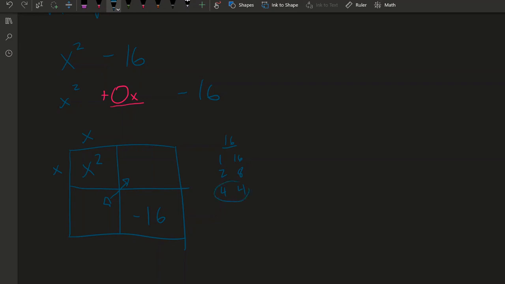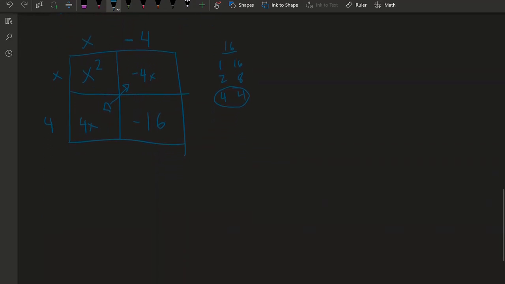There's the one that I want right there, because if I put a 4 here and a 4 here, that would multiply to positive 16. So in order to make it a negative 16, I would need one of them to be negative. That would give me negative 4x and positive 4x. Those add up to 0, which means my final factored answer is x minus 4 and x plus 4. And that is how we factor special trinomials.